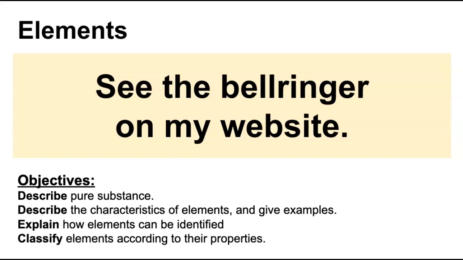The first thing I'd like you to be able to do is describe a pure substance. That should be a review from earlier on in this book. Second, I'd like you to try to describe the characteristics of elements, giving examples of what some of those characteristics might be. Then explain how elements can be identified and classify elements according to 3 select properties.